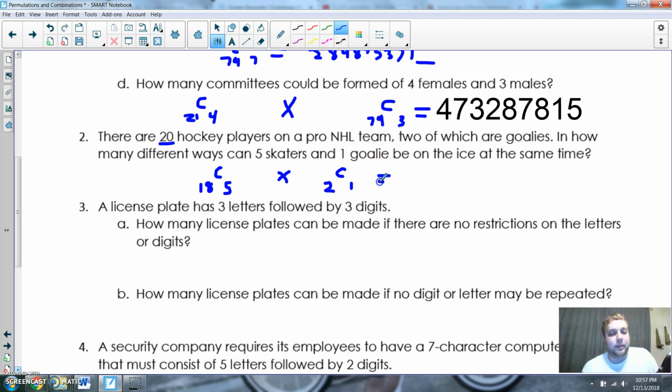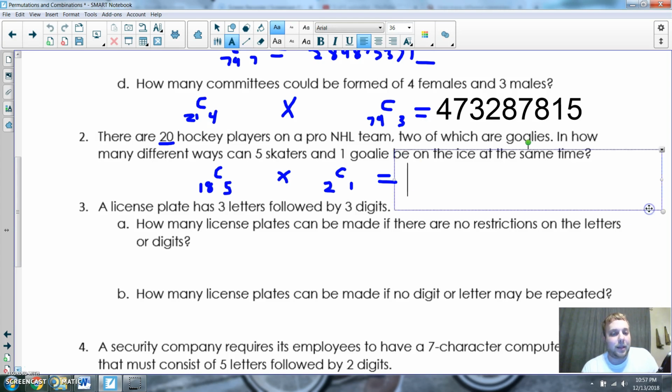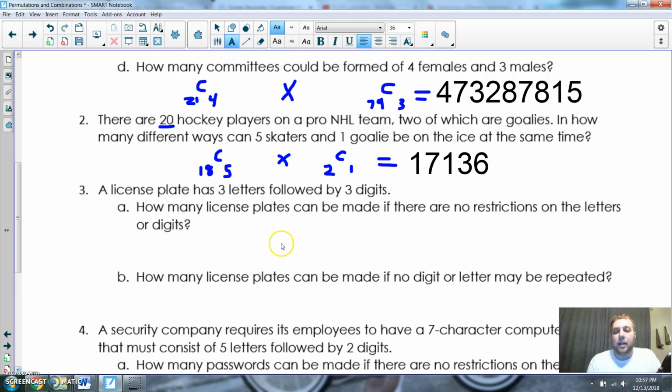All right, when you multiply that together, and I'm learning a new tool here, I'm just going to do this so I don't have to manually write it all out. I think if I did everything right, it's that. Okay. There's that many ways we can rearrange skaters on the ice.